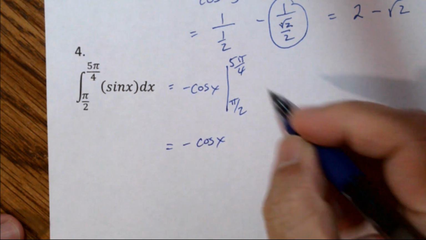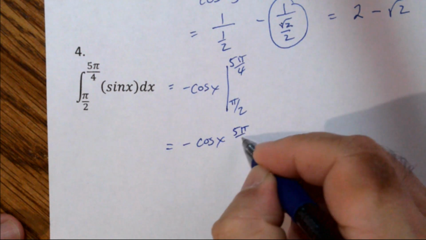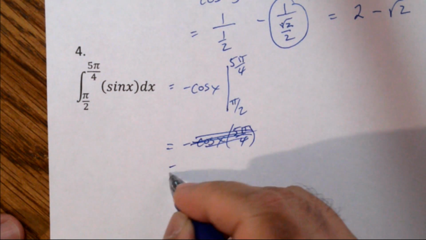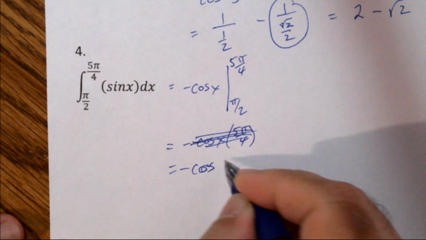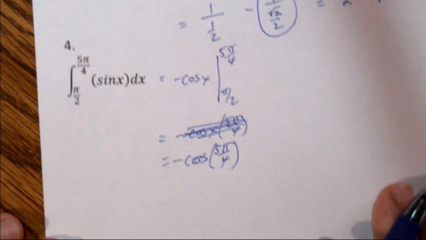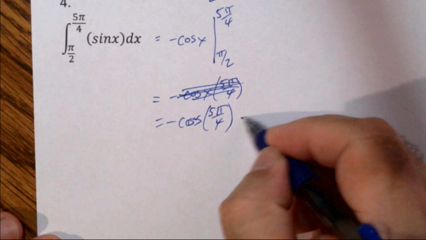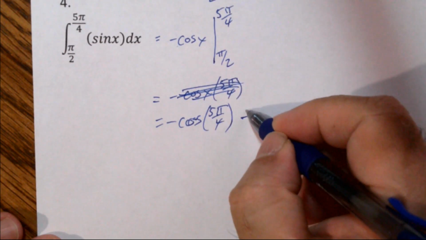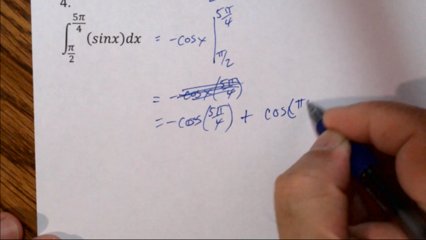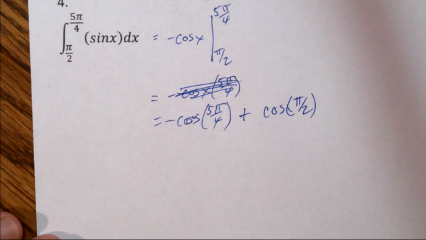Negative cosine x, I'm plugging it in. But you always plug in the top number first, which I wrote very badly. So it's negative cosine of 5 pi over 4. Don't put an x there because it's replacing the x. Minus, and it's a negative cosine, so it's plus cosine of pi over 2. I almost did it again. So it's negative cosine of 5 pi over 4 plus cosine of pi over 2.